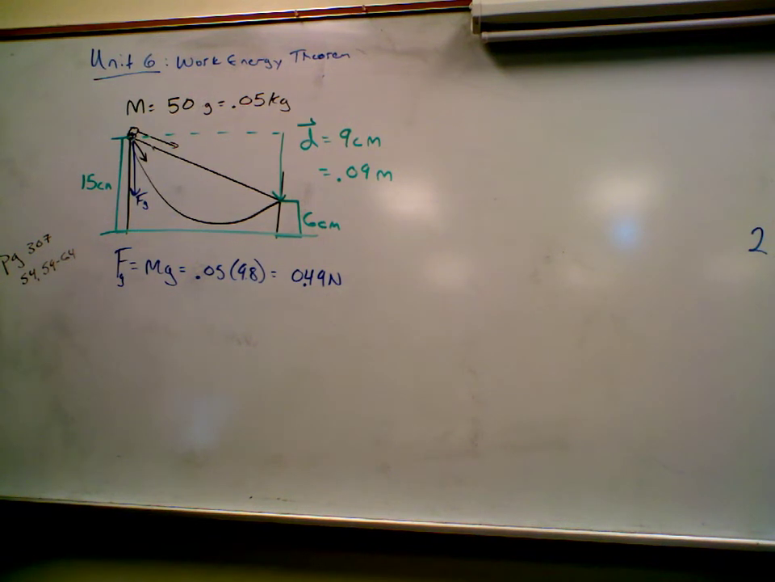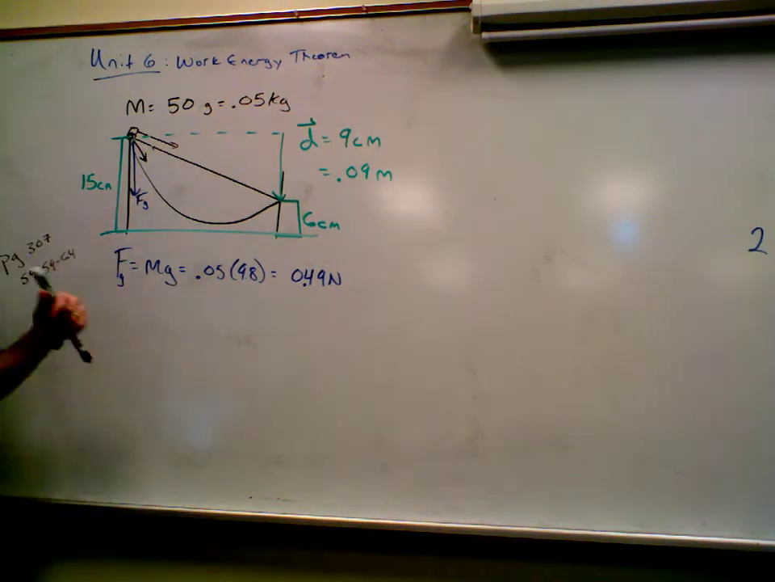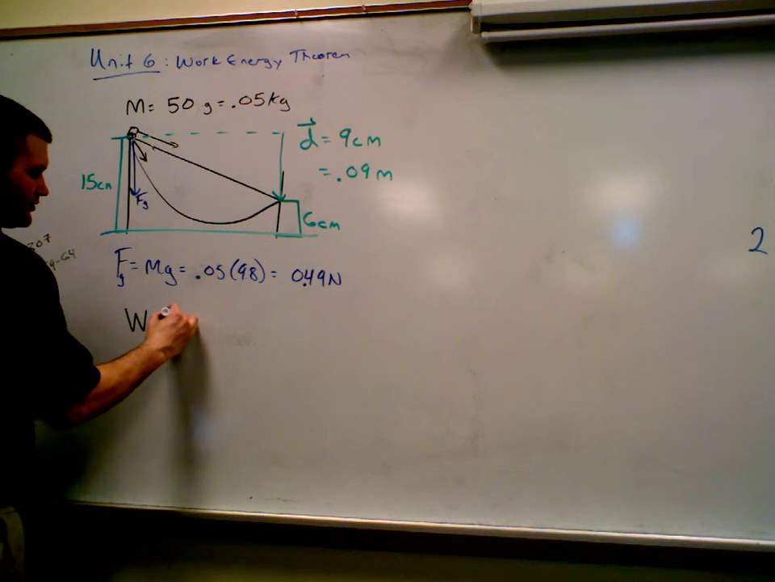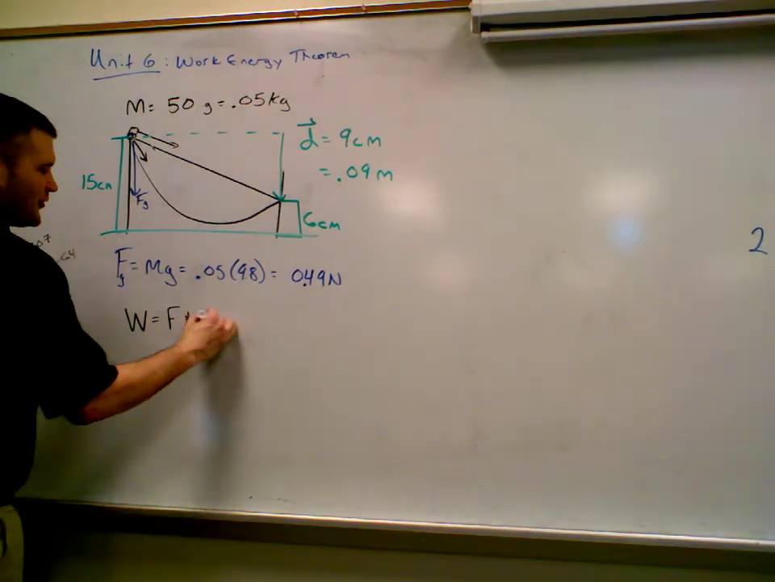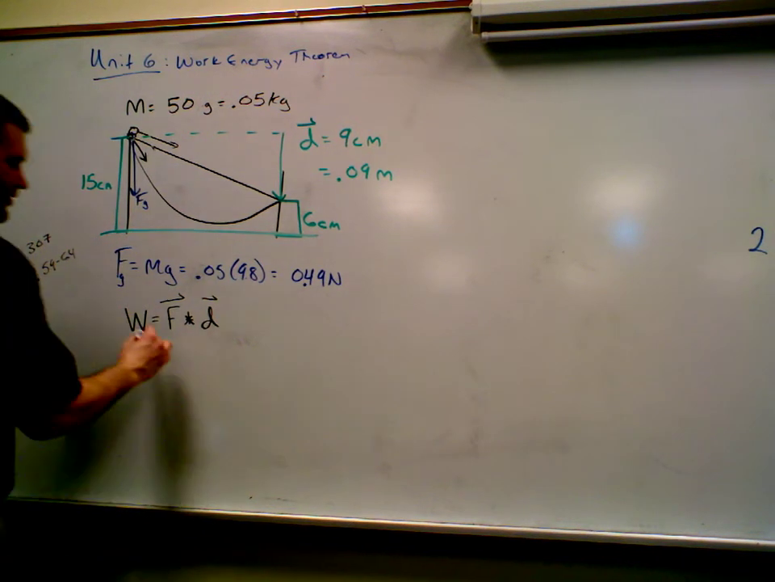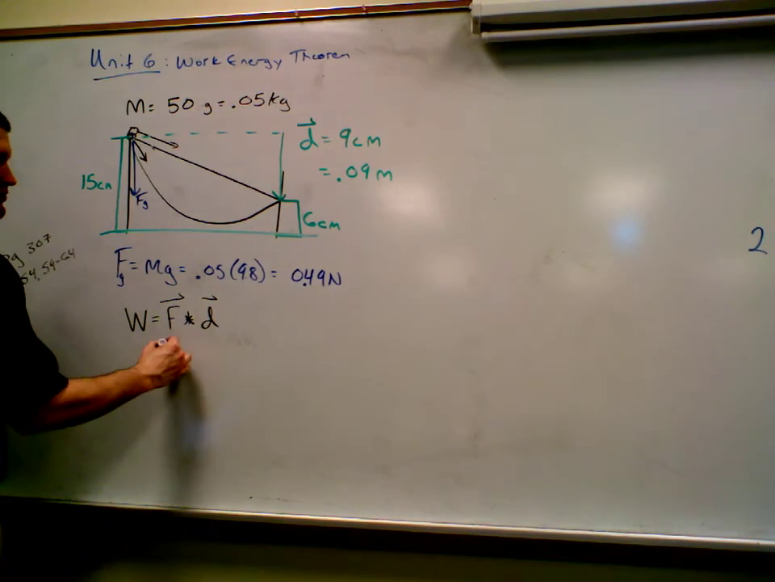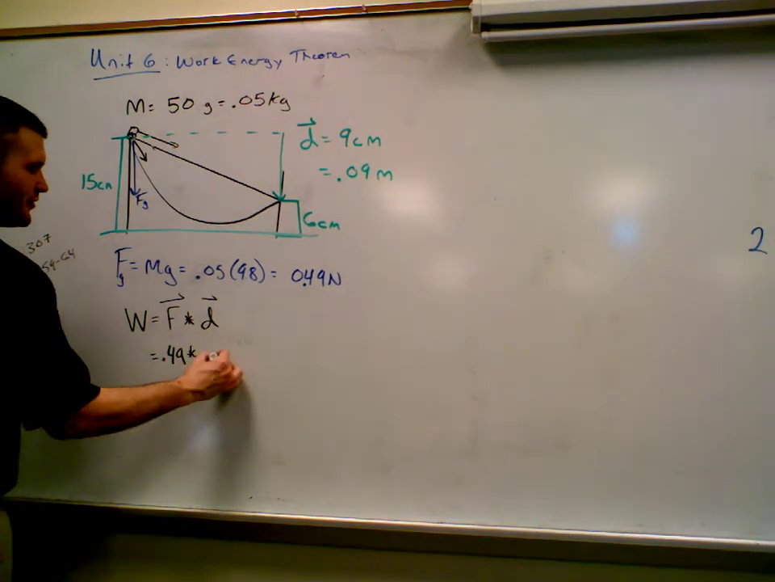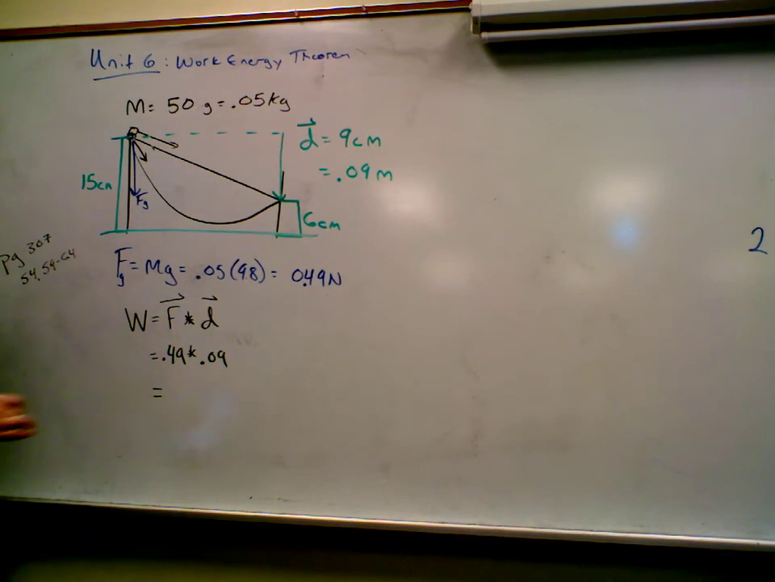Okay. Any questions about the force and the displacement? No questions? So can we find the work done? We just need to use one of these fancy equations that are written up in the book. Work is the product of force and displacement, right? So can we find the work done? Keep going, Caleb. 0.49 times 0.09, good. And what does that equal?